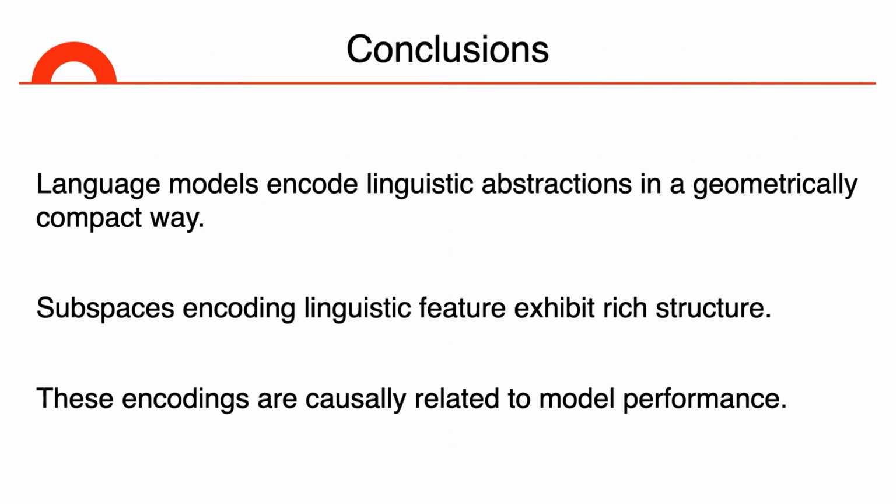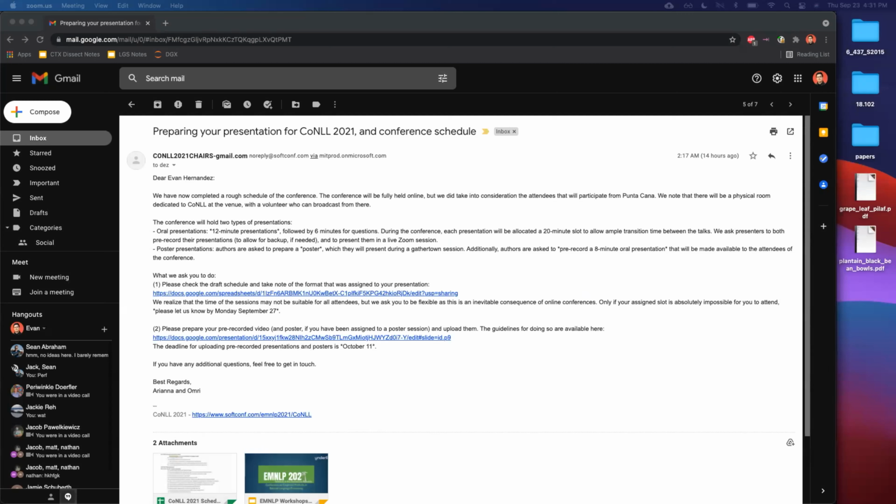So in conclusion, language models encode linguistic abstractions in this very geometrically compact way. These subspaces have a bunch of interesting structure and they are causally related to the model's performance. That's all. Thank you.